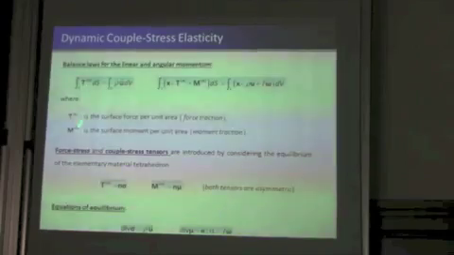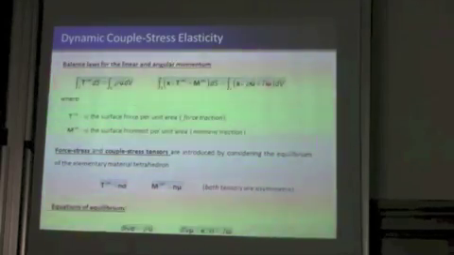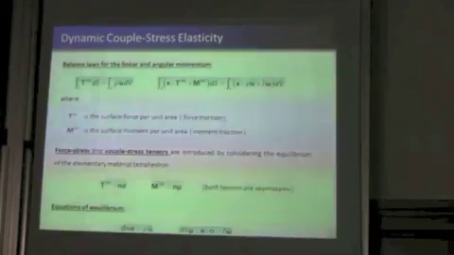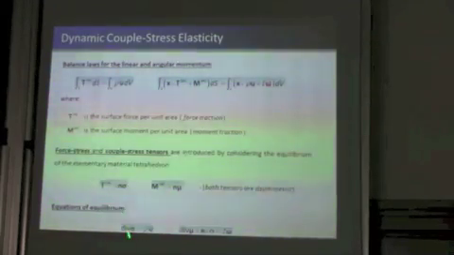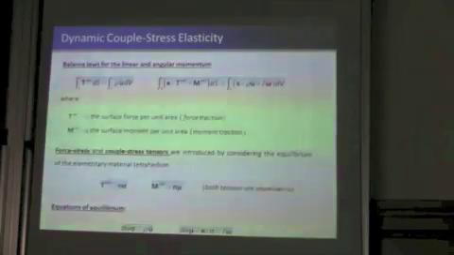So capital tau is the force traction, and M is the moment traction. Accordingly, the stress and coupled stress tensors are defined in the following way by considering the equilibrium of the material tetrahedron, and from the balance equations we can obtain the equations of equilibrium. Epsilon here is the Levi-Civita symbol.